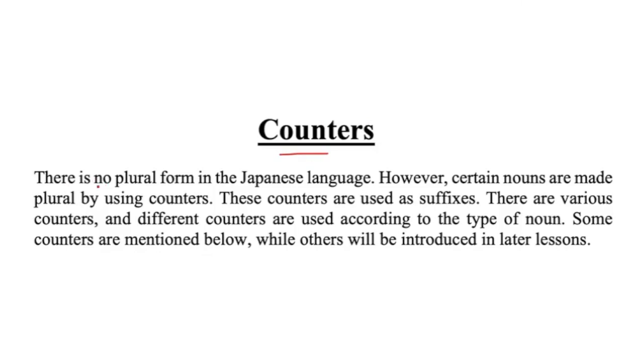Counters. There is no plural form in the Japanese language. However, certain nouns are made plural by using counters. These counters are used as suffixes. There are various counters, and different counters are used according to the type of noun. Some counters are mentioned below, while others will be introduced in later lessons.